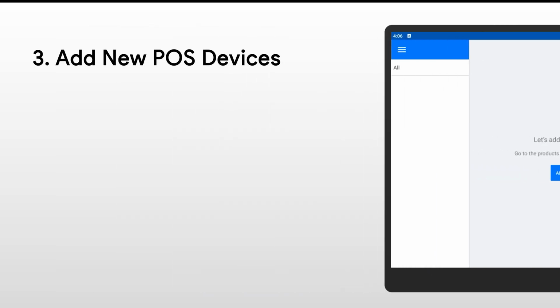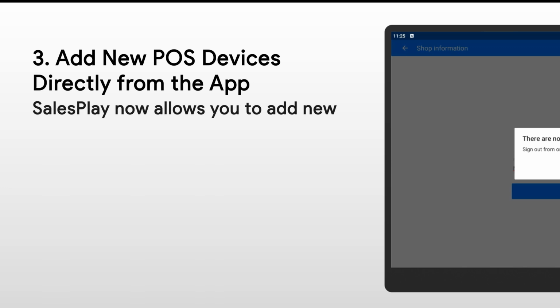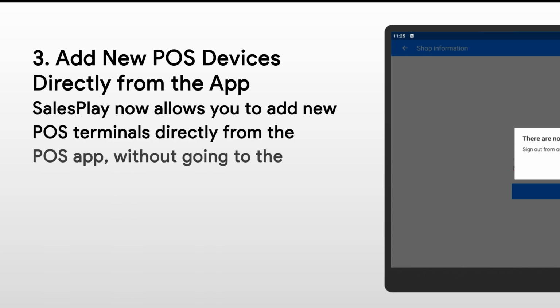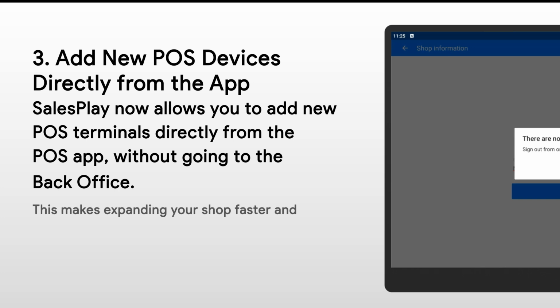Add POS devices directly from the app. SalesPlay now allows you to add new POS terminals directly from the POS app without going to the back office. This makes expanding your shop faster and more convenient. Example: if your shop has multiple cashier terminals, you can easily add each one using this method.